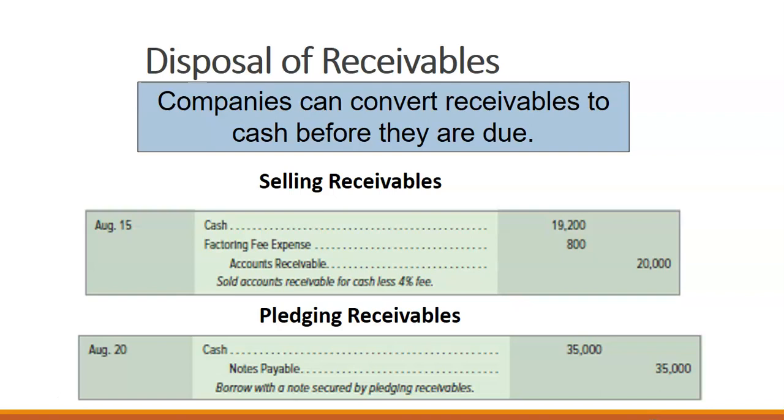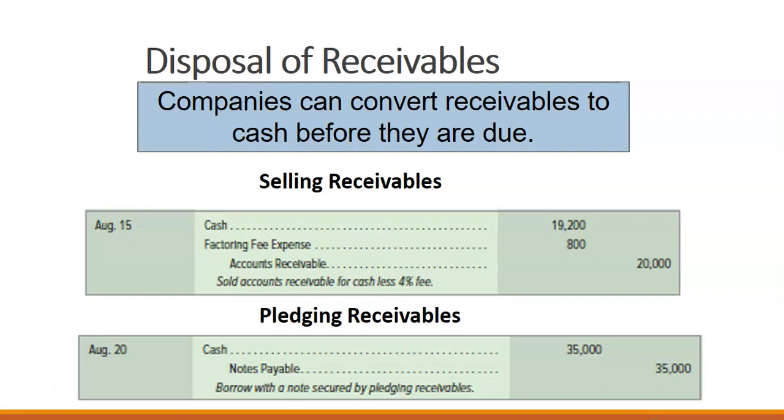The other one is pledging receivables to a bank. So we go to a bank and we say, we need $35,000 cash. We need a loan, a notes payable. We're going to take out a loan for $35,000. And we are going to secure that loan with our receivables. In that case, instead of our customers paying us, they pay the bank. And so they pay off our note as they're paying their receivables.